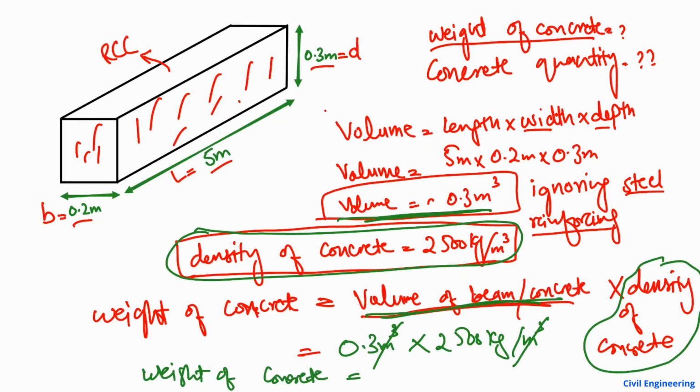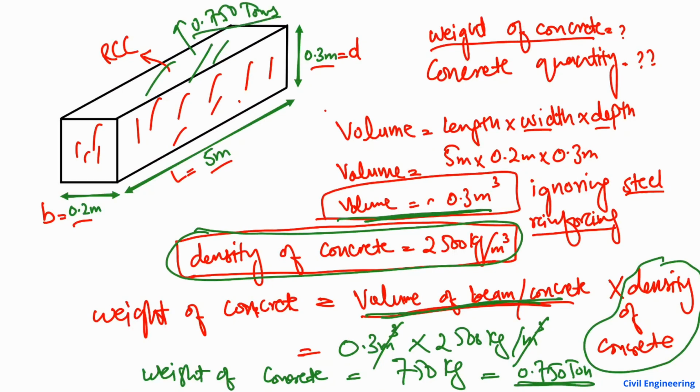and it comes out to be 750 kilogram, or we can say 0.750 ton. So 0.750 tons of concrete is used for this beam with a dimension of 5 meter length, 0.2 meter width, and the thickness of 0.3 meter.